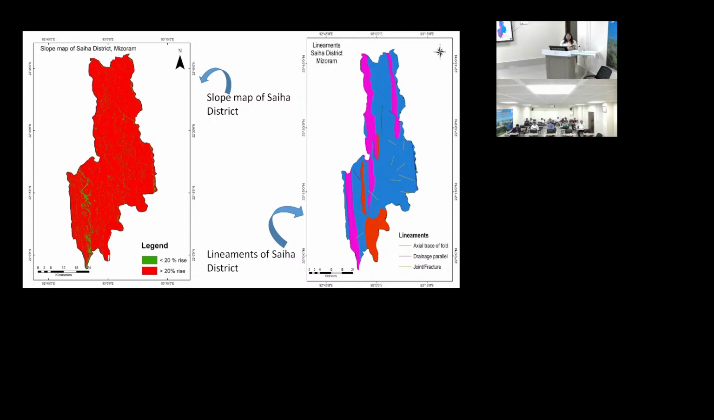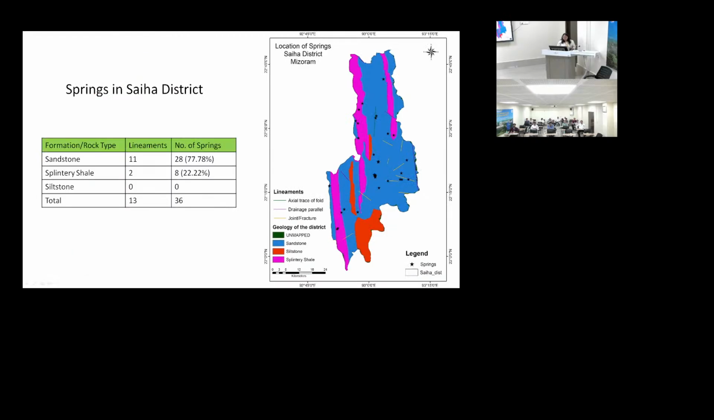Already we had the primary porosity of nearly 49%. On top of that, due to tectonic activity, we are also getting secondary porosity. So for that reason, most of the springs occurring in the Mizoram district are on the sandstone part, the sandstone area. Nearly 78% of the springs which we have mapped are in the sandstone area.